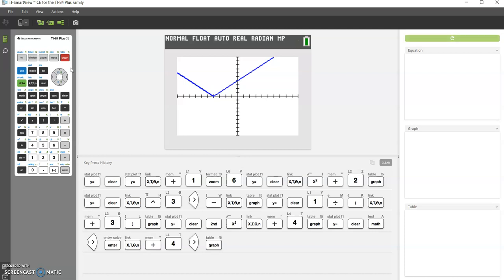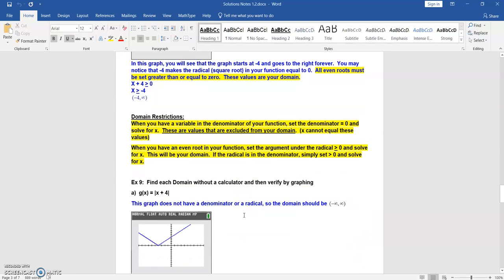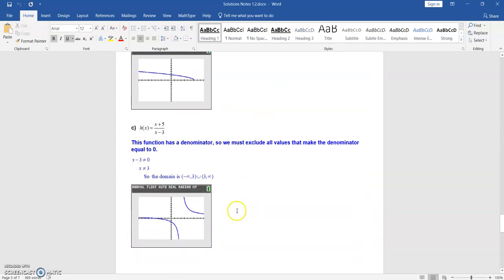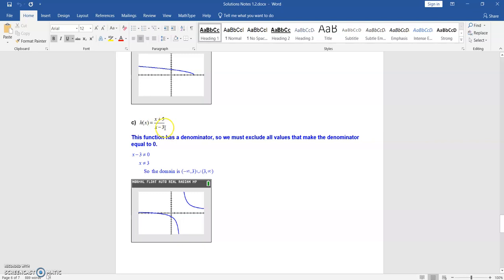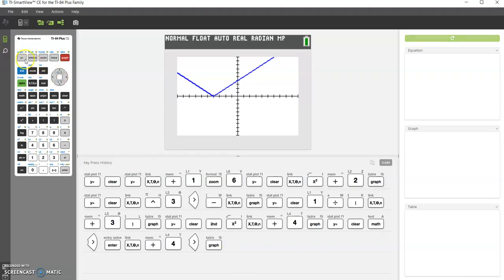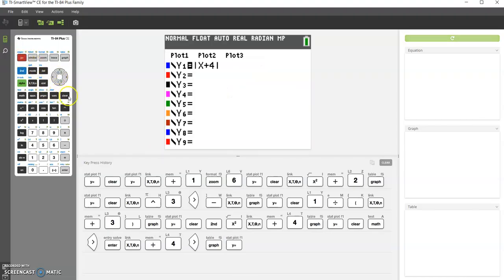Let's see if there's anything different. Let me do one more. Letter C of example 9, I'll show it to you. Letter C of example 9 is a rational function. You have addition and subtraction: addition up top, subtraction on the bottom. So when you see me put this in my calculator, I've got to use parentheses up top as well as on the bottom. So I'm going to just clear that out.